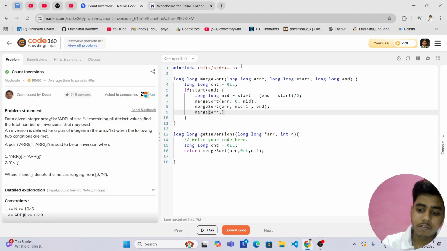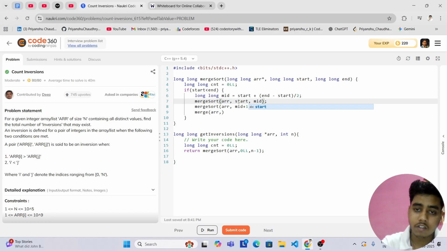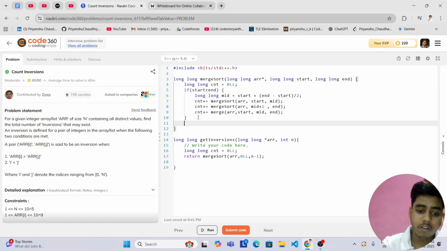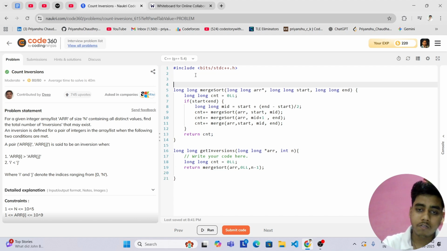So merging them, we will pass the starting, which is not 0 but start, then mid, and we will pass end. And yes, we have to increase our count also if we find any, because it's a recursive function, so many merge sorts will be called, and they will return a long. So now at the end we will just return count.